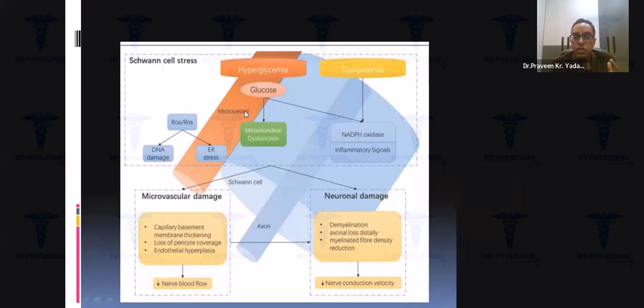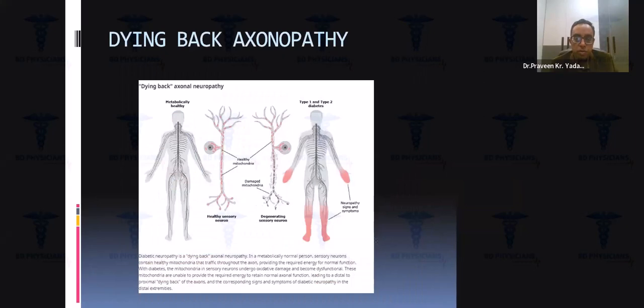And dyslipidemia may be correlated along with the hyperglycemia, and both may collaborate to worsen the neuropathy. So this tells us that in diabetes, it is not just the sugars, but also the lipids and the other metabolic parameters, which may be very important in managing the diabetic neuropathy. Now we should know that the typical metabolic diabetic neuropathy is a dying back axonopathy.